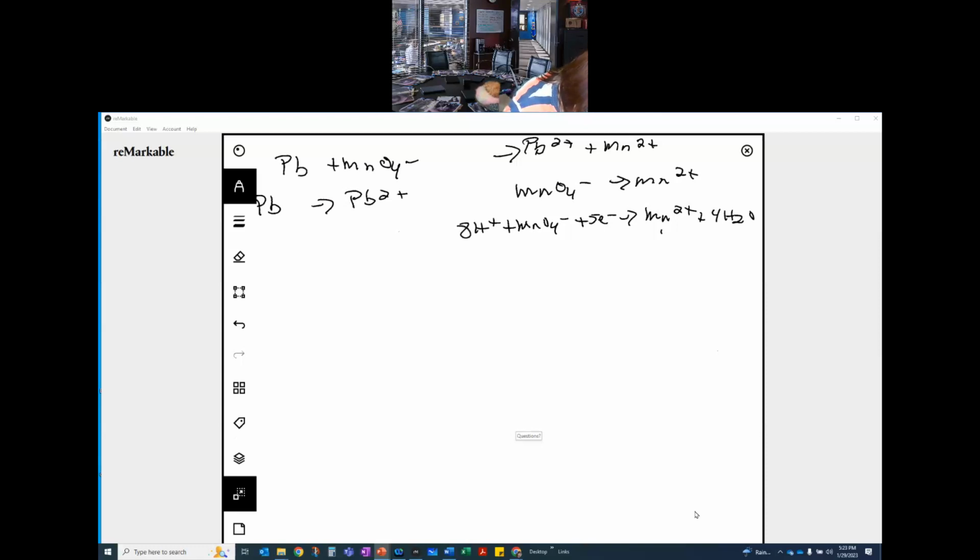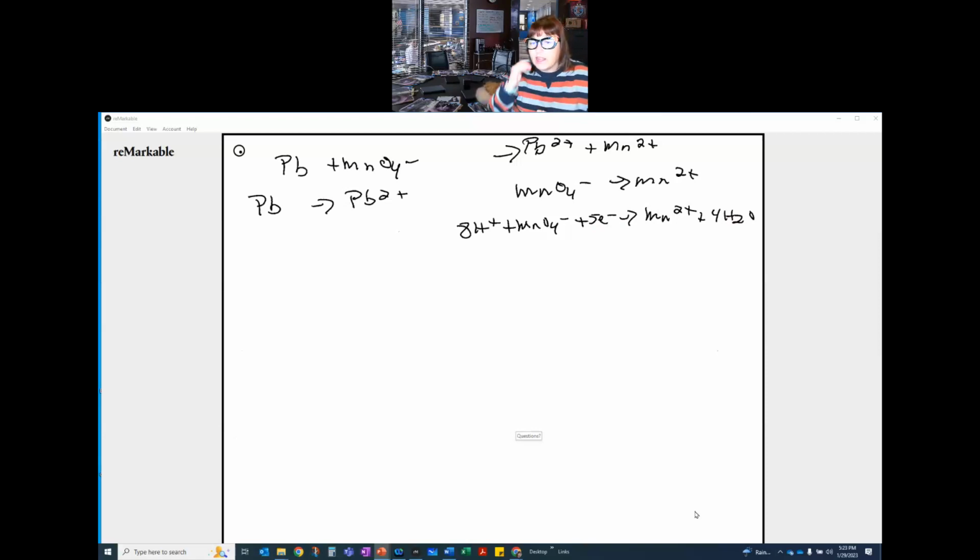And then 8H plus, 8H plus over here. Product. And then 1 Mn on both sides. I have 4 oxygens. 8, 7 plus the 5 is 2 plus, and 2 plus 1. So that is completely balanced.